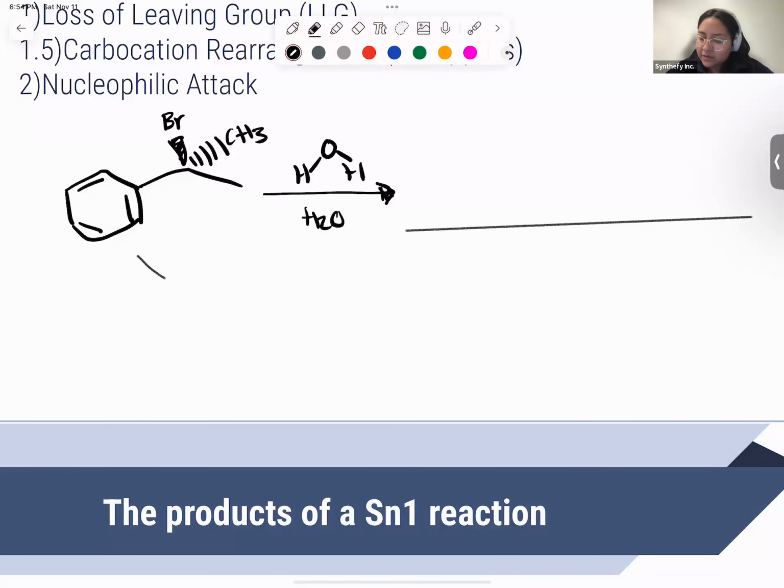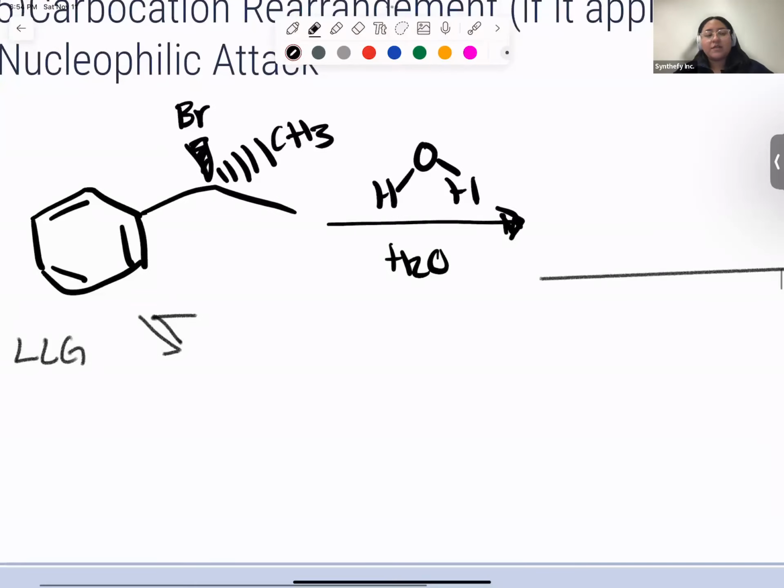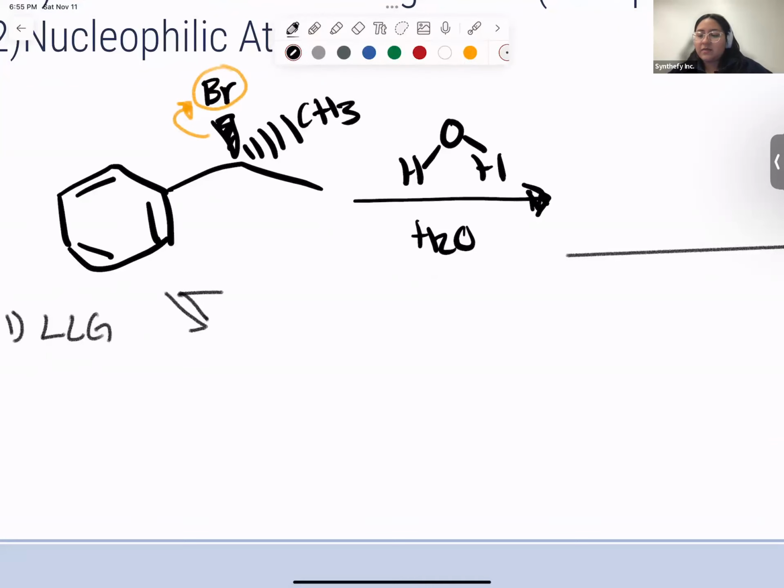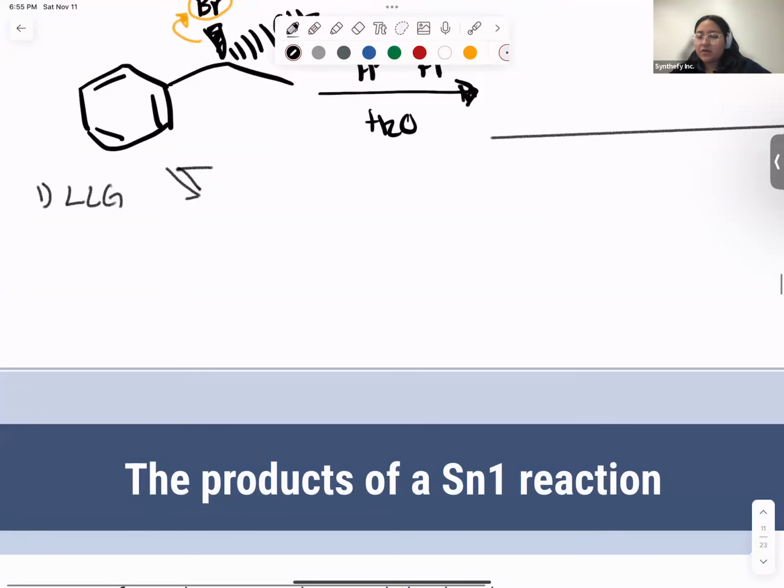Let's do step one first. What's step one? Loss of leaving group. So what's the leaving group that's going to leave? As we saw earlier, a good leaving group is a halide. And what halide do we have here? We have bromine. So bromine will leave on its own. It's a good leaving group, it's stable. Bromine, like Br minus, is stable on its own. It can float on its own, so it doesn't need to be attached to the electrophile in order to be okay. It's fine on its own.